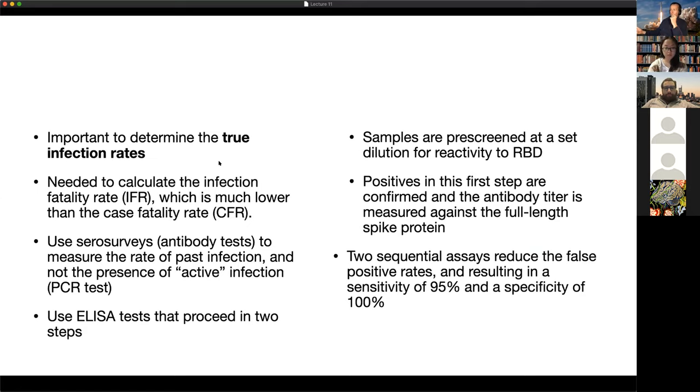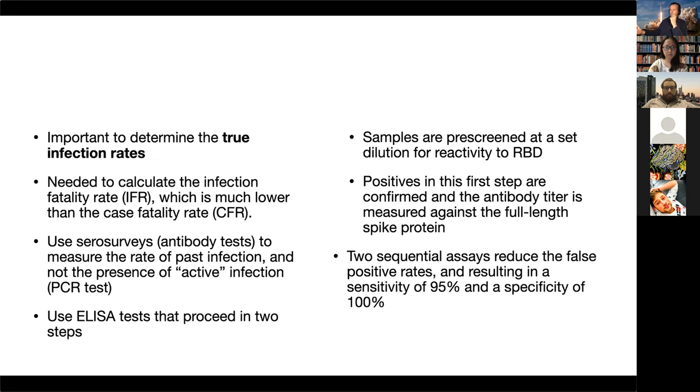Why would you want to do this type of analysis? There are many of them that have been done around the world. We'll look at a study in a little bit that integrated all of them in a neat way. Fundamentally, it is an essential type of study to understand what was the true infection rate, so what fraction of the population was likely infected at any given time.